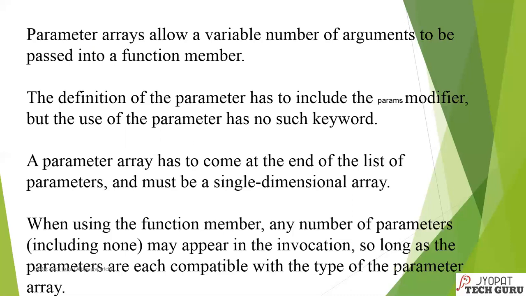A parameter array has to come at the end of the list of parameters and must be a single dimensional array. When using the function member, any number of parameters, including none, may appear in the invocation, so long as the parameters are each compatible with the type of the parameter array.